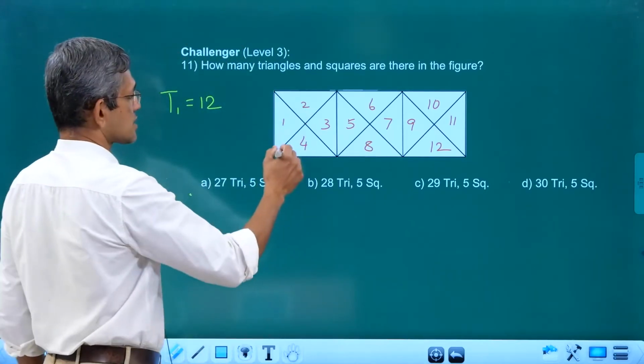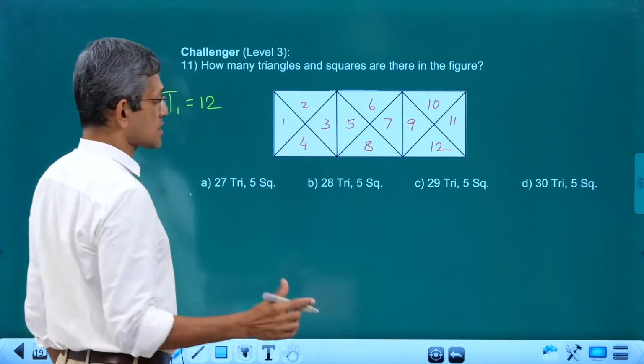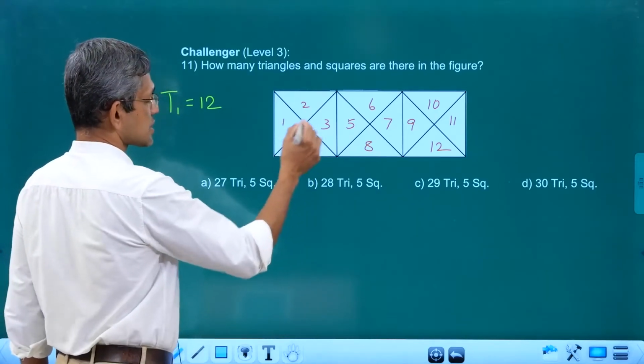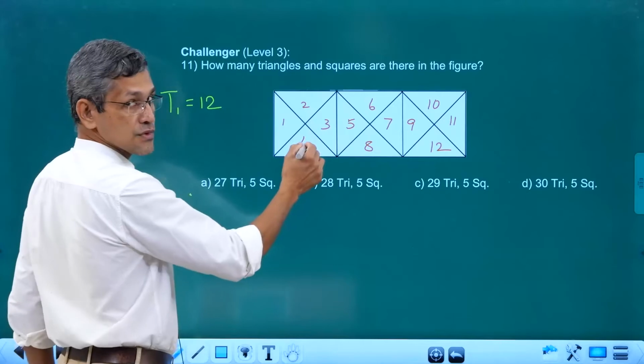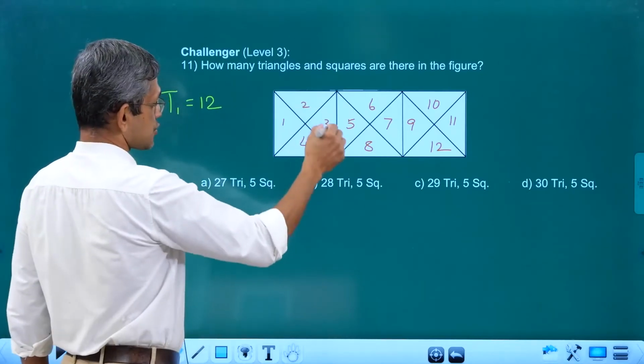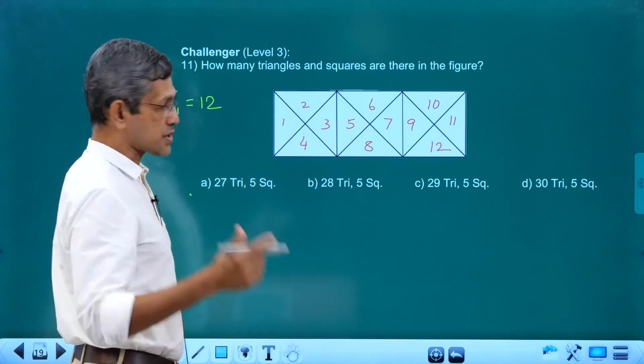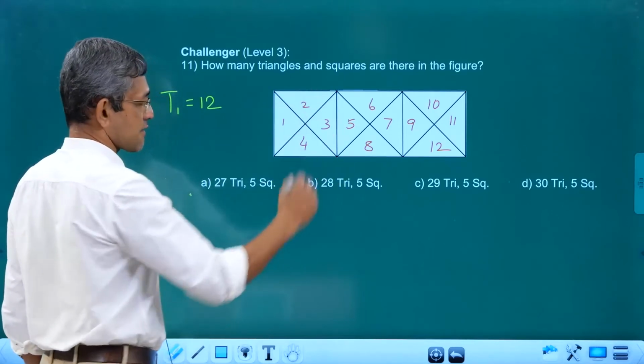So 1 and 2 together is a triangle, 3 and 4 together is a triangle. At the same time, 1 and 4 together and 2 and 3 together. So 1 and 2, 3 and 4, 2 triangles. Then 2 and 3, 1 and 4, another 2 triangles. So 4 triangles in the square itself.